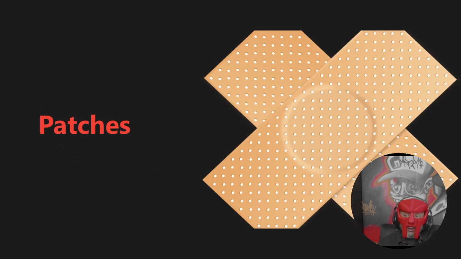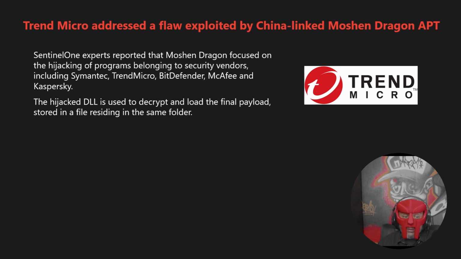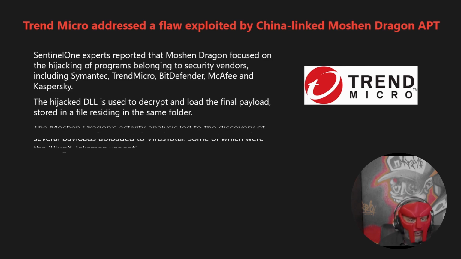We now move on to patches. SentinelOne experts reported that Moshen Dragon focused on the hijacking of programs belonging to security vendors, including Symantec, Trendmicro, Bitdefender, McAfee, and Kaspersky. The hijack DLL is used to decrypt and load the final payload stored in a file residing in the same folder. Luckily, Trendmicro has addressed the flaw.